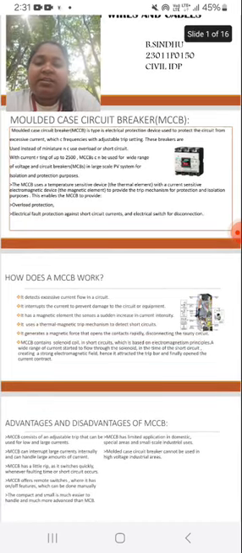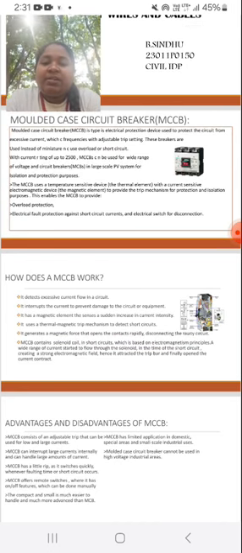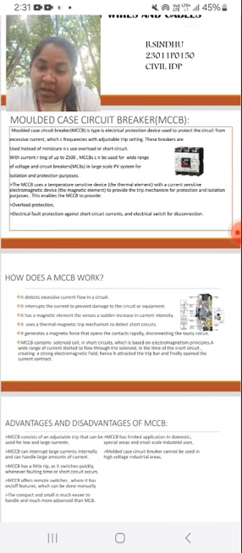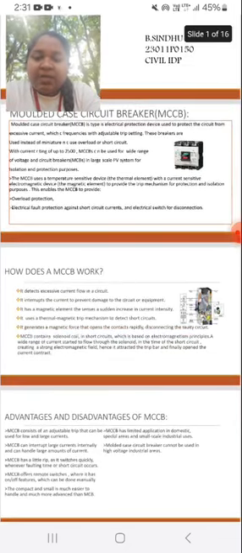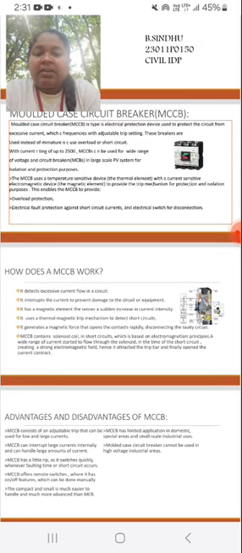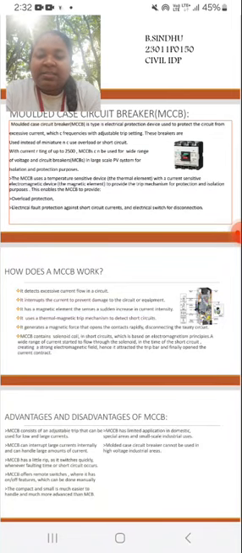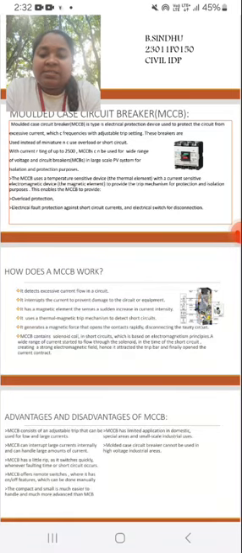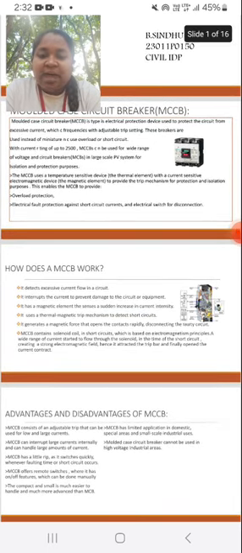Now, the advantages and disadvantages of MCCB. Advantages: MCCB consists of an adjustable trip that can be used for low and large currents. MCCB can interrupt large currents and can handle a large amount of current. MCCB has a quick trip as it switches quickly whenever a fault or a short circuit occurs. MCCB offers remote switching with on and off features. It is compact and small in size, easier to handle, and more advanced than MCB.